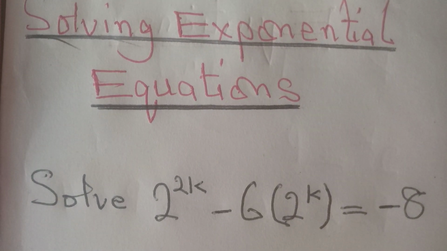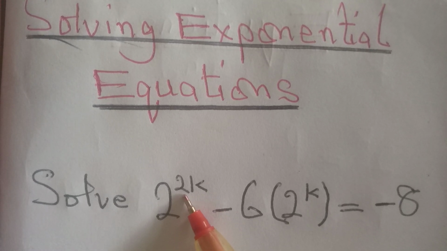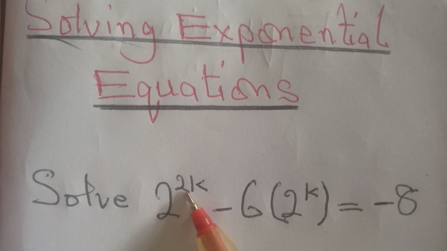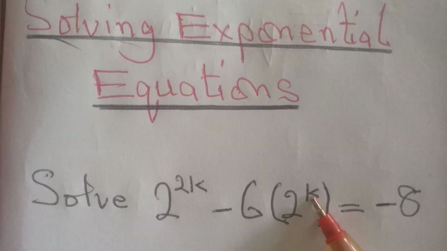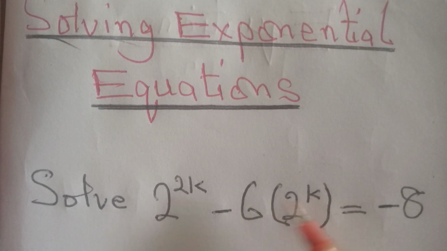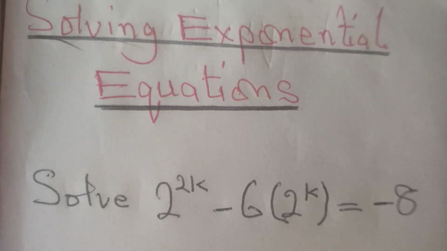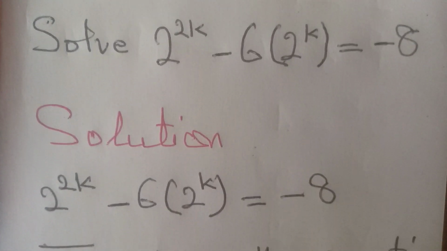Now, take a look at this equation. Solve 2 raised to power 2k minus 6 into 2 raised to power k equals to minus 8. This is a typical exponential equation because of the indices we have in here. Here we have 2k as the index, and here we have k as the index. So these are the indices we have in this exponential equation. How do we solve this type of equation?